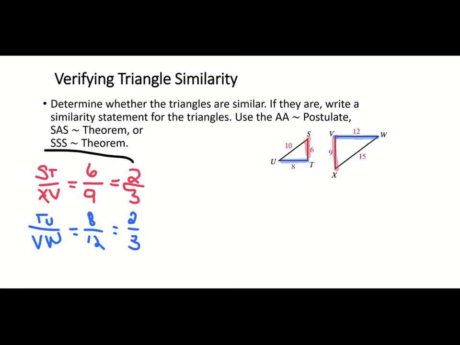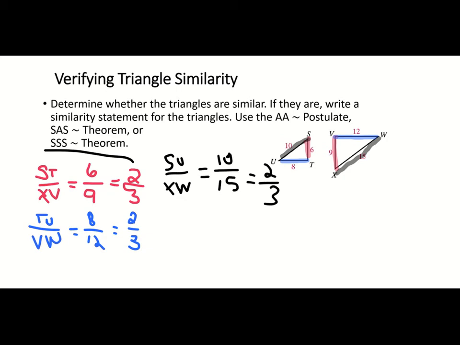And then we'll look at our third and largest side next, and that is SU and XW. So we'll do SU over XW, or W should probably be WX. But the side lengths are 10 and 15, and we can divide them both by 5, and when we simplify, we get 2/3. So I do know that the corresponding sides are congruent.